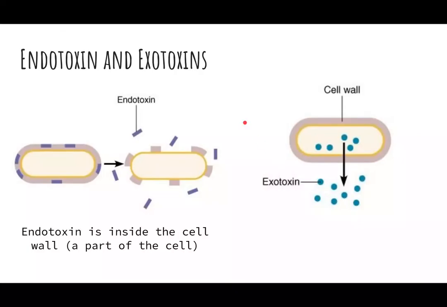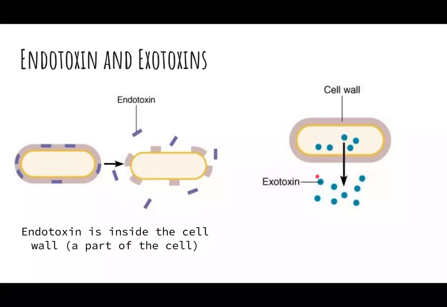Another way of damaging tissues is through the production of toxins. So we have two main types of toxins: endotoxin and exotoxin. So remember, with endotoxin, there were four words that I always wanted you to put together: gram-negative, outer membrane, lipopolysaccharide, and endotoxin. Endotoxin is essentially just another term for lipopolysaccharide. So we find this in the cell wall of only gram-negative bacteria. It is called endotoxin because it's inside the cell wall.